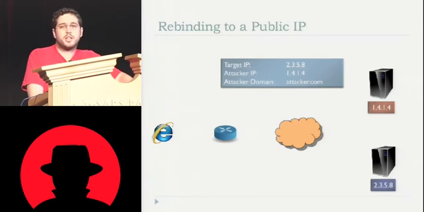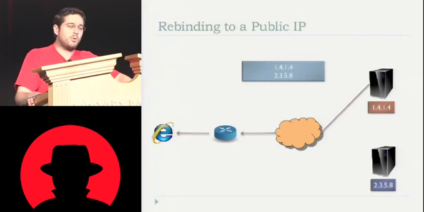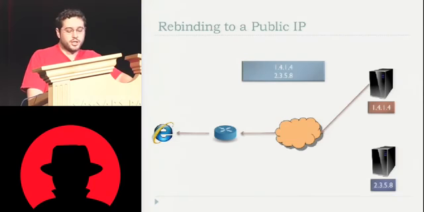So the attacker registers the domain name of attacker.com, and he convinces this client to browse out to attacker.com. So the first thing the browser does is a DNS lookup. It says, what's the IP address for attacker.com? So the attacker's DNS server then says, oh, I actually have two IP addresses, 1414 and 2358. Now, 2358 is obviously not the attacker's IP address, but the browser has no way of verifying that. So it just says, okay, you've got two IP addresses, I trust you.